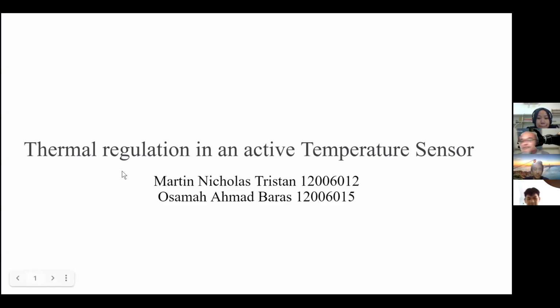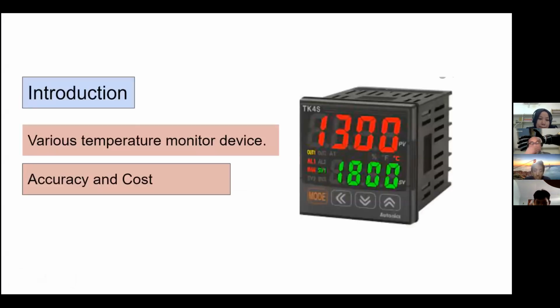Okay, good afternoon, everyone. Today, Martin and I are going to present our project of the thermal regulation in active temperature sensor. Before I go deep, let's see the temperature controlling device nowadays and how much it costs. There are numerous devices on the market that treat and monitor temperature, from simple thermometer to black radiation optical measurement. And many clever designers have invented techniques ranging from simple to complex and obscure. We are going to cover common and simple techniques of measuring using standard low-cost diodes. And that's what we are going to focus on in our project.